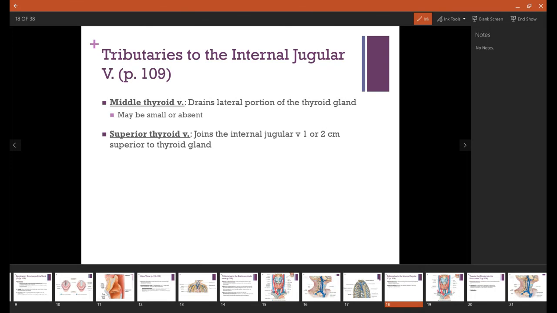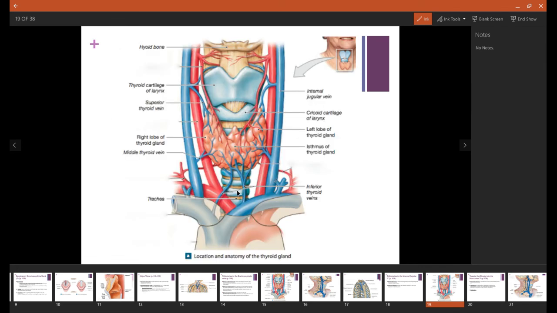The veins that are going to be draining into the internal jugular vein have to deal with the thyroid gland. Middle thyroid vein will drain the outside portions of the thyroid gland, whereas superior thyroid veins will drain the top portions of the thyroid gland. Now here are the inferior thyroid veins. Here is superior thyroid vein on top, draining the top of it. And then middle thyroid vein will drain the outside portion, and sometimes you'll see it found in different parts here, just in between inferior and superior at some point.